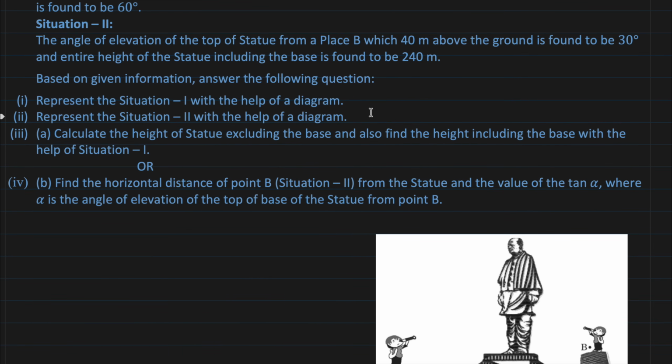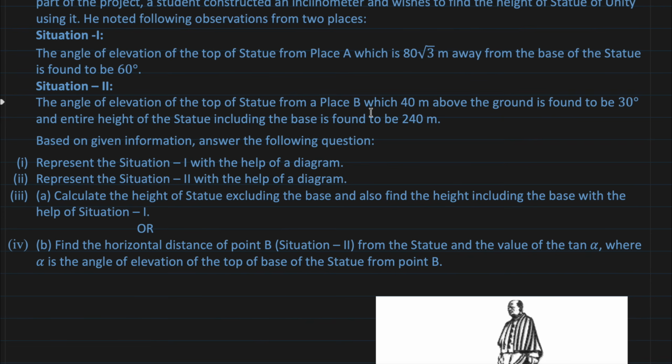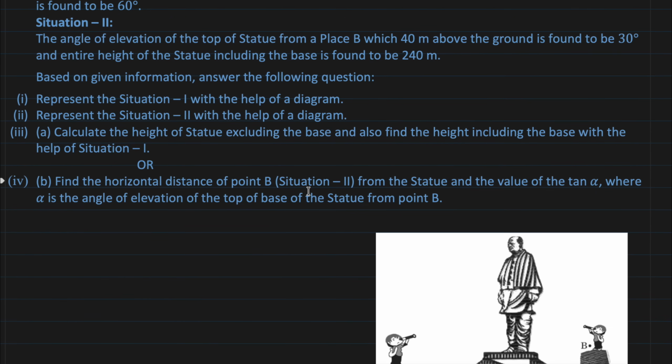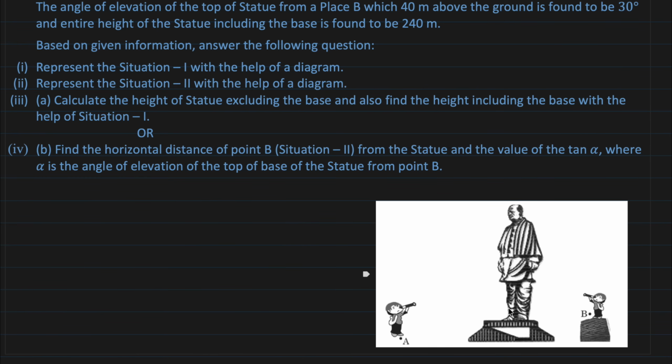बेस्ड ऑन द इन्फॉर्मेशन, पहला पार्ट है आपको पहला सिचुएशन 1 का डायग्राम बनाना है, फिर सिचुएशन 2 का डायग्राम बनाना है सेकेंड पार्ट में. देन you have to calculate the height of statue excluding the base, okay, and also find the height including the base with the help of situation 1, okay. Find the horizontal distance of point B from the statue and the value of tan alpha, where alpha is the angle of elevation of the top of the base of the statue from point B. So pehla let's represent the diagram. Okay, let's solve it using the diagram for students.